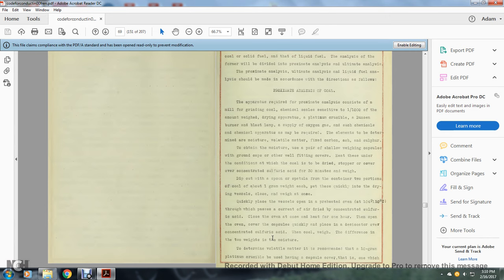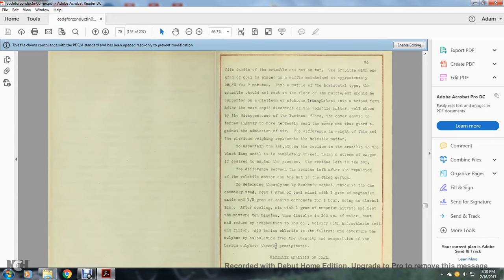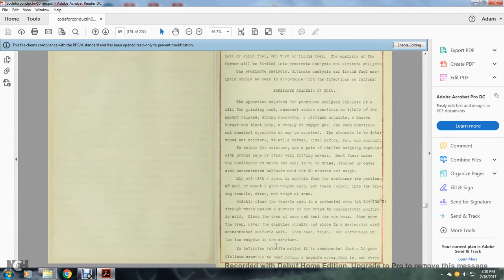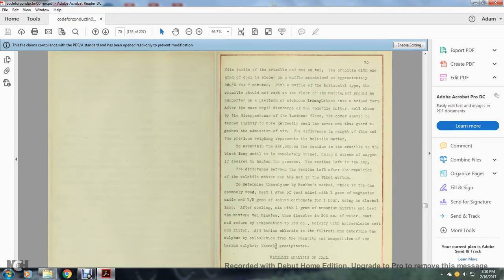To determine the volatile matter, use a 10 gram platinum crucible having a capsule cover that fits the inside of the crucible and on the top. The crucible with 1 gram of the coal is placed in the muffle maintained at approximately 950 degrees Celsius for 7 minutes. If the muffle is a horizontal type, the crucible should not rest on the floor of the muffle, but should be supported on a platinum and nichrome triangle bent to a tripod form.